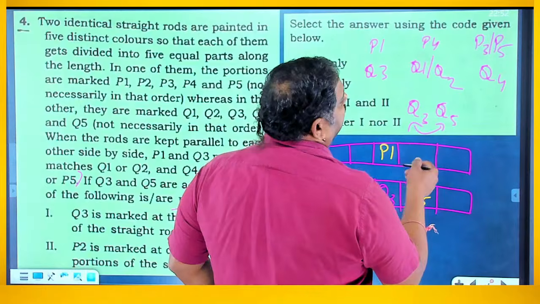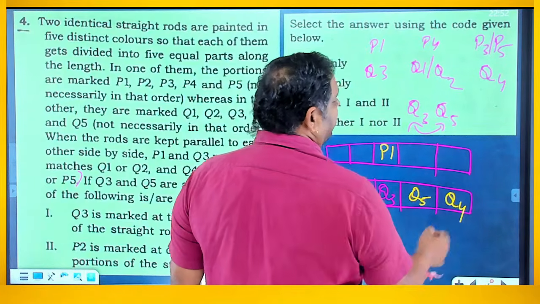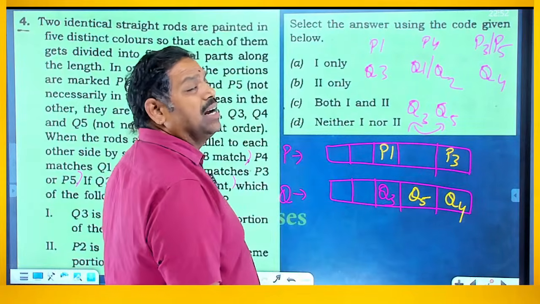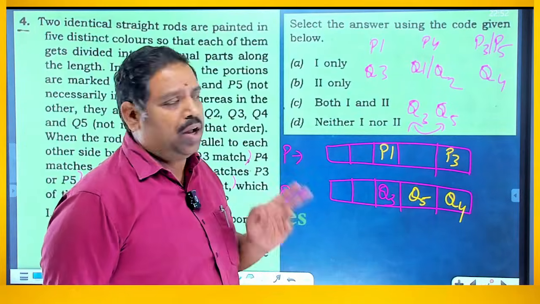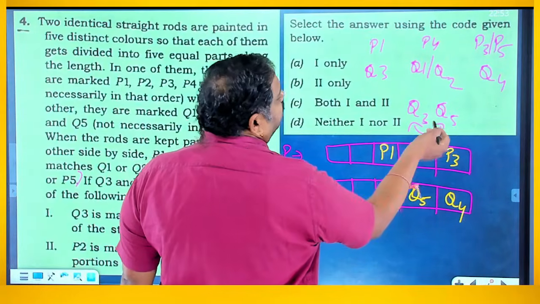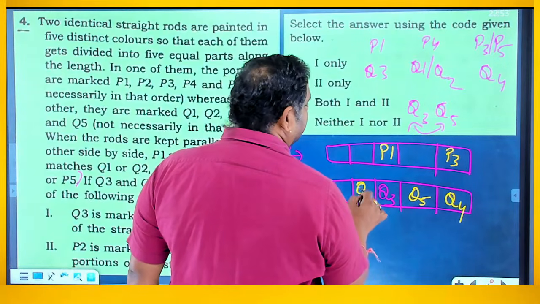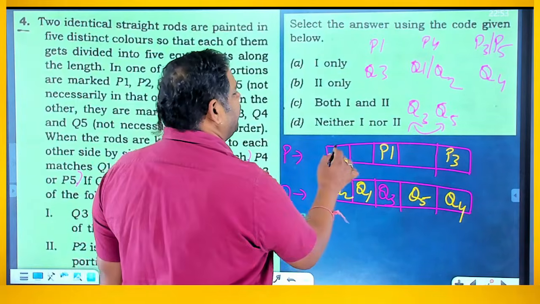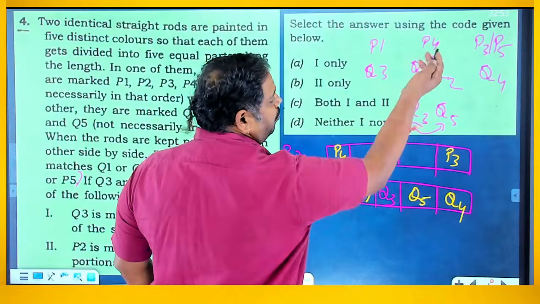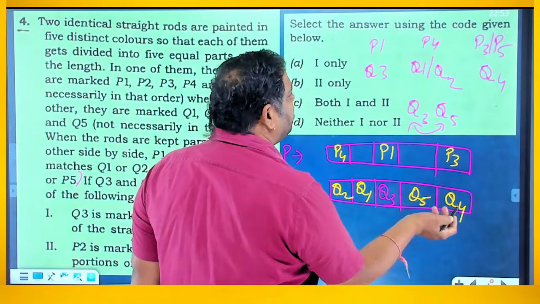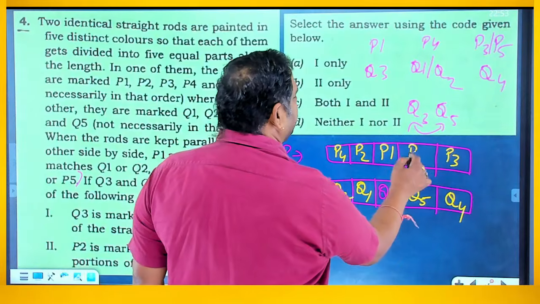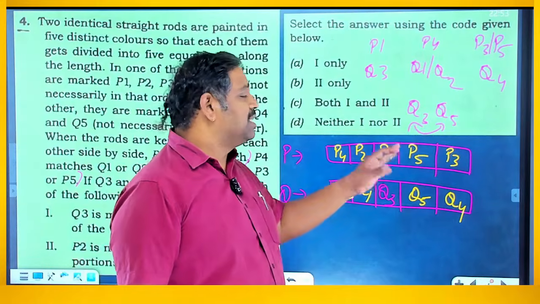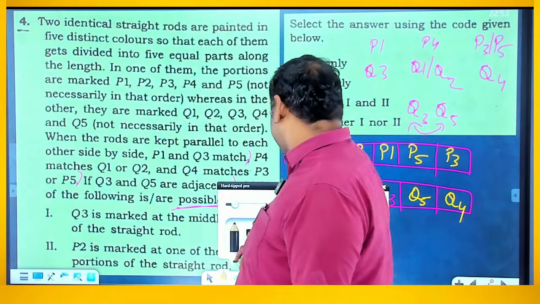Next one. Suppose it is Q4. Q4 is followed by P3 or P5, right? I can take anything. I'm taking P3 because I'm checking whether it is a possibility or not. Q3 and Q5 completed, so Q1 and Q2 remain. Anywhere I can take them, and Q1 or Q2, anyone will be followed by P4. So definitely these two, fine. Now we still have P5 and P2, one is P2, one is P5, because those two don't have any conditions. That means Q3 being at the middle place is a possibility. That means the first one is a possibility.